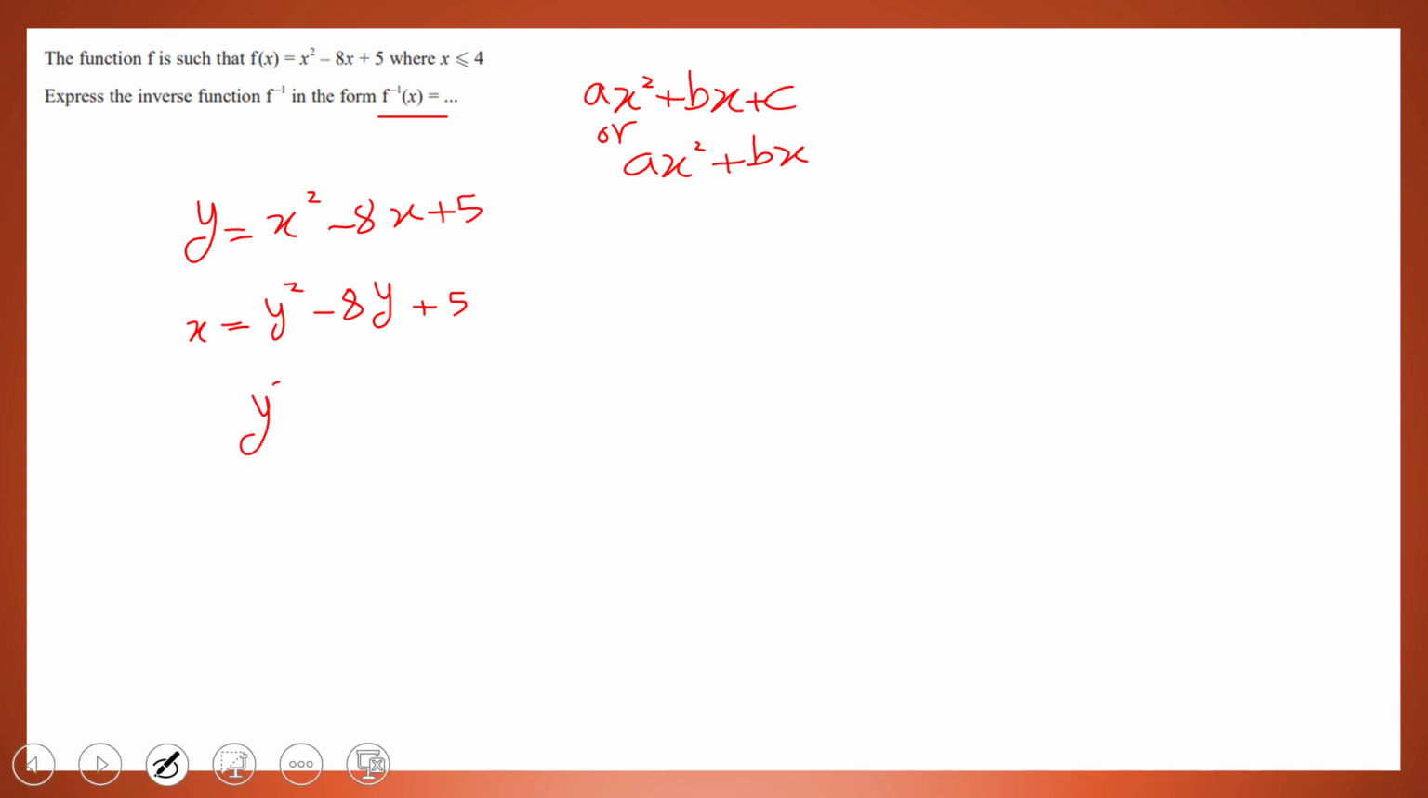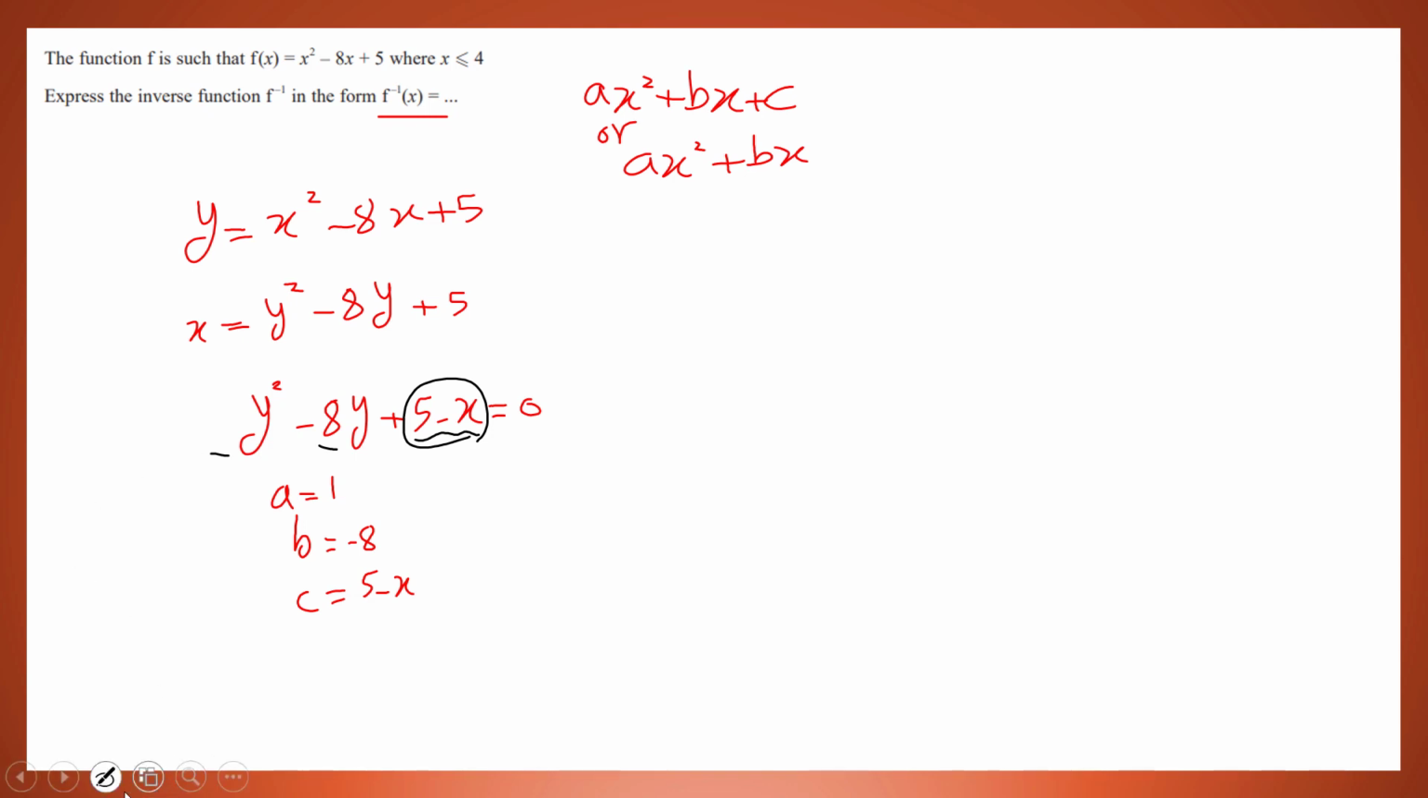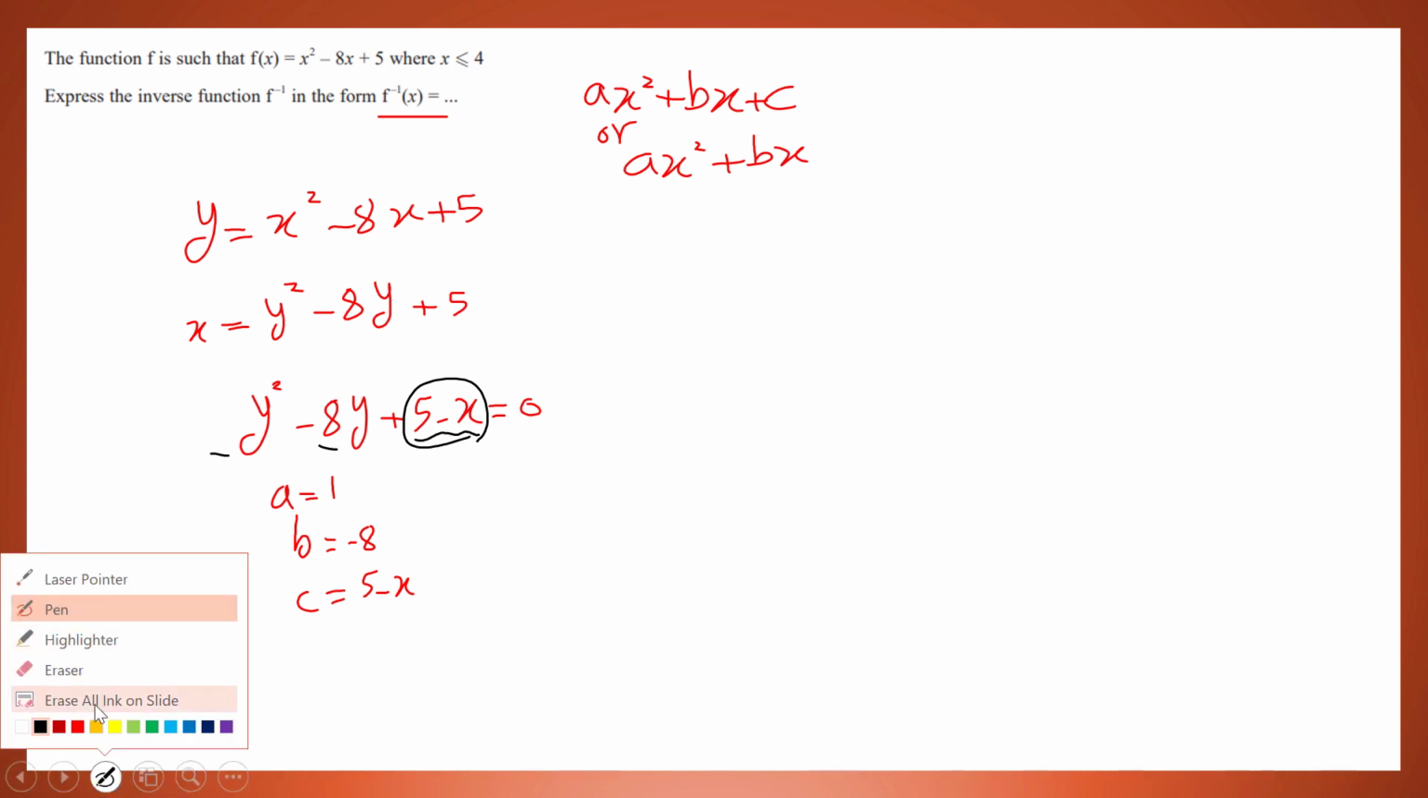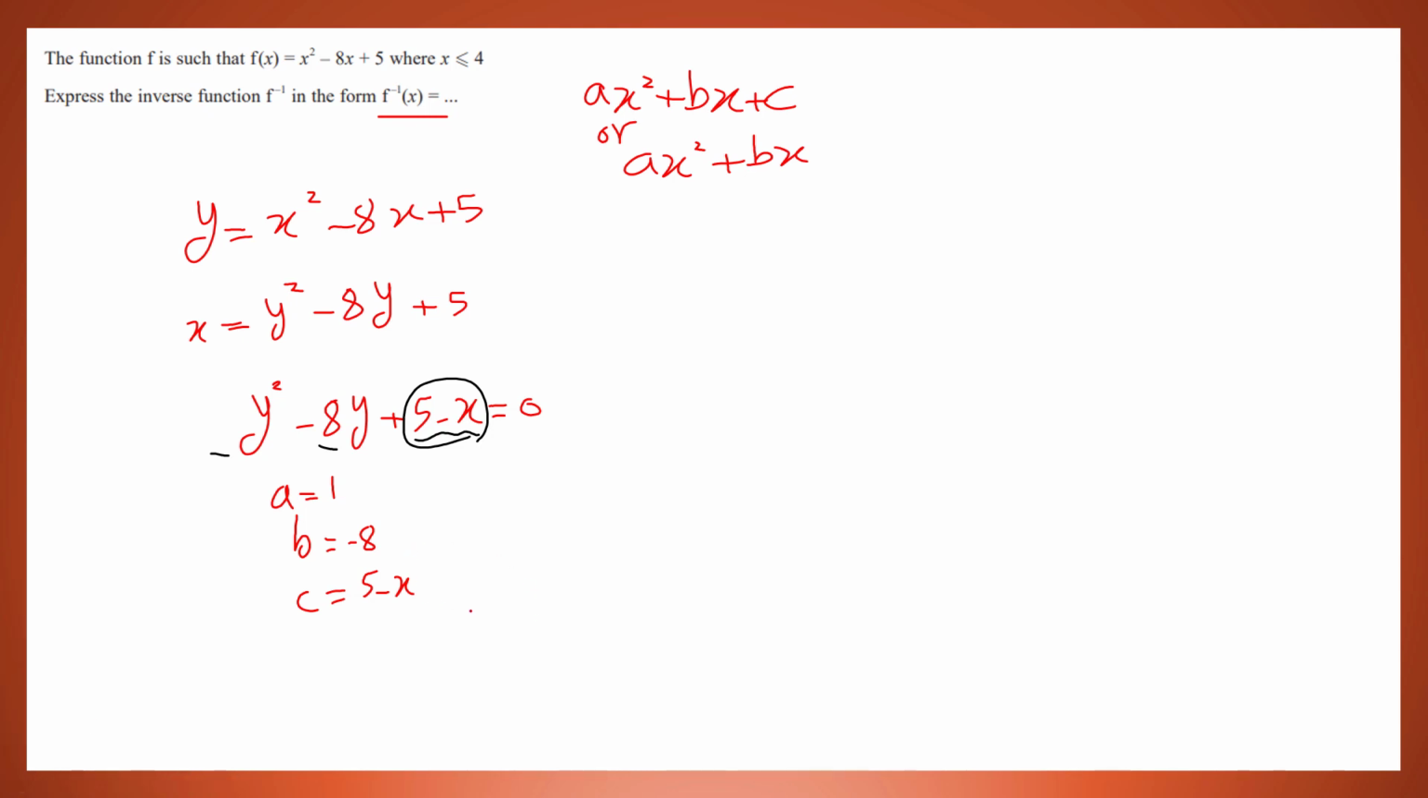So it will be y squared minus 8y plus 5 minus x is equal to 0. So a of this equation is 1, b is negative 8, and c is 5 minus x. We considered the x as a constant in this equation in y. So you have two ways to solve it. You can do it by completing the square, or you can do it by the quadratic formula.